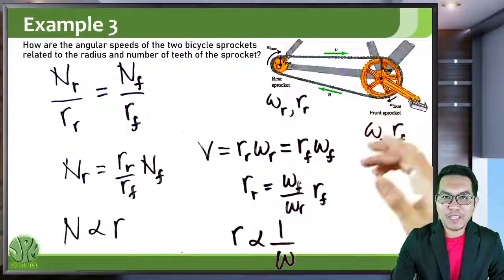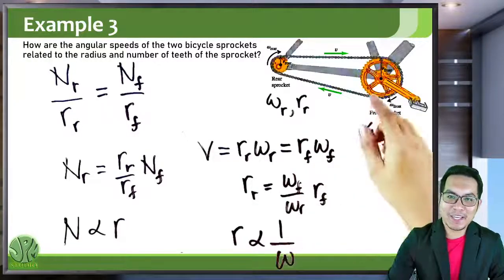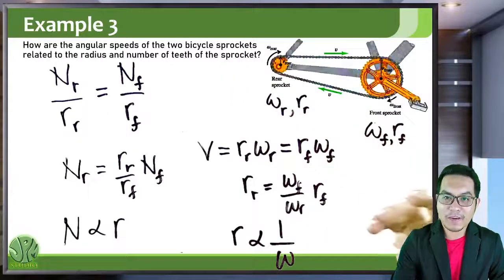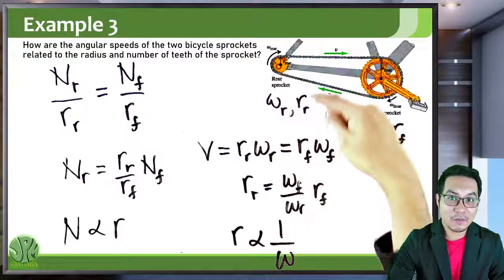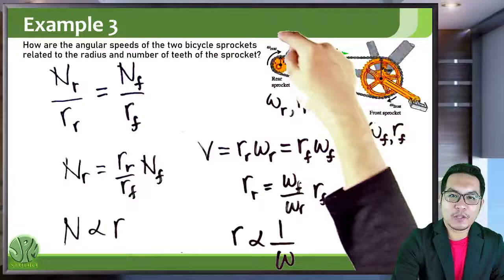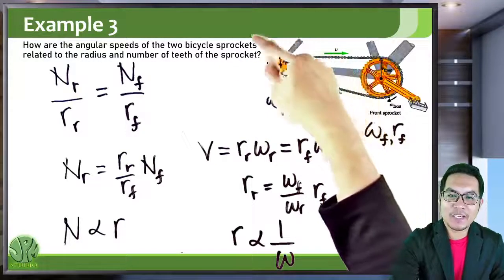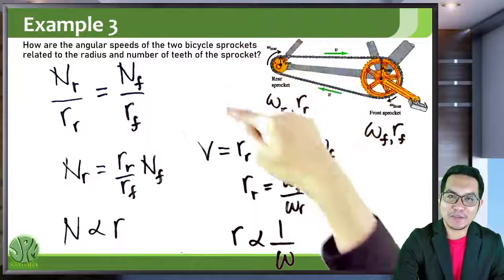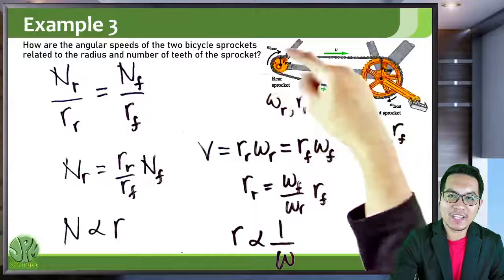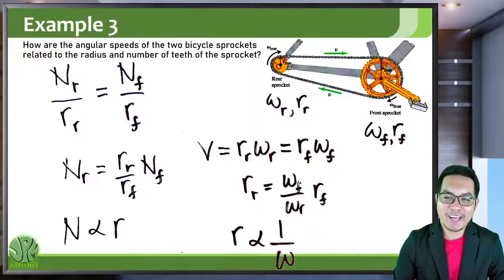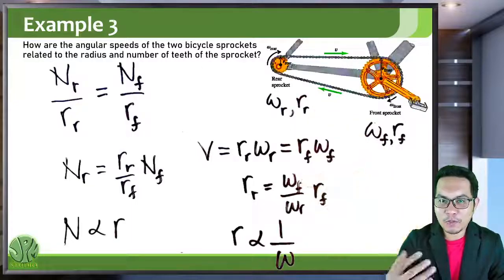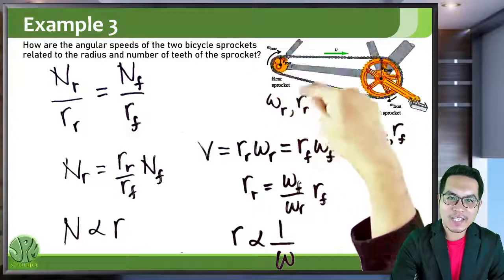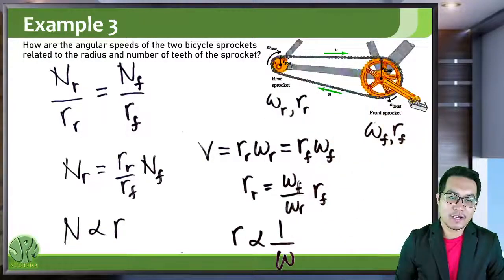When you go downhill, the speed of the bicycle depends on the speed of the rear wheel. So it all boils down to the rear wheel. When you go downhill, it's not advisable that the angular velocity of the rear wheel be very fast. It must be as low as possible to prevent accidents. So usually when you go downhill or uphill, your rear sprocket has a larger radius compared to the front sprocket.